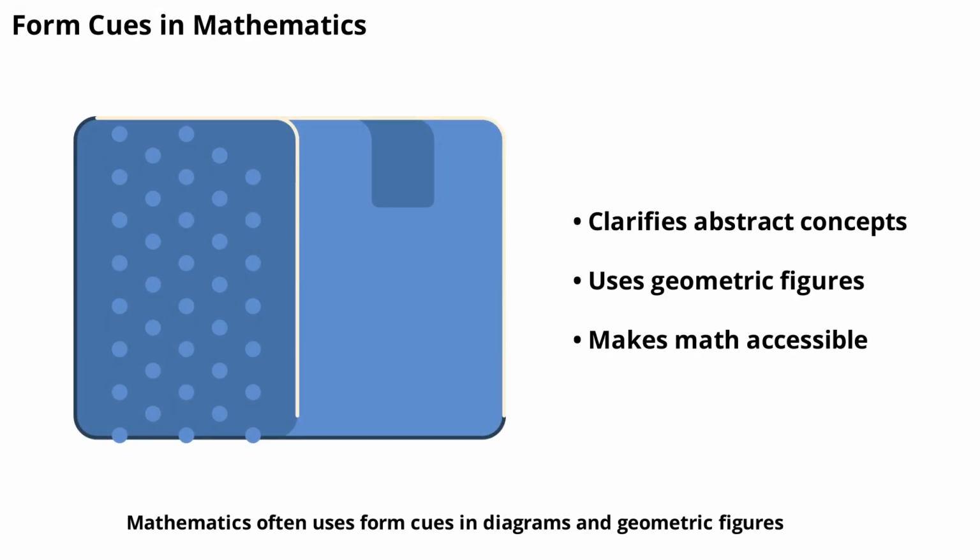Mathematics often uses form cues in diagrams and geometric figures. Clear lines, angles, and shapes help students and professionals understand abstract concepts. By presenting information visually, form cues make math more accessible and less intimidating.